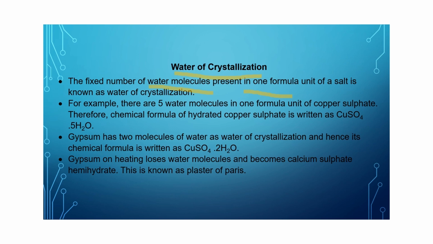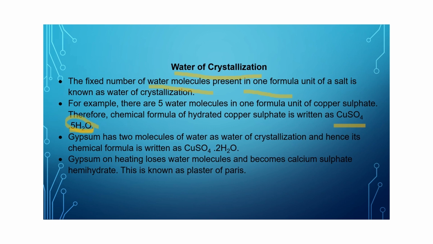There are 5 water molecules in one formula unit of copper sulfate. The chemical formula of hydrated copper sulfate is CuSO4·5H2O. Always remember this: CuSO4·5H2O. This is not a compound, meaning the water molecules are not reacting with copper sulfate to form some other compound, some hydroxide or something. No. It is shown like this, dot 5 water.